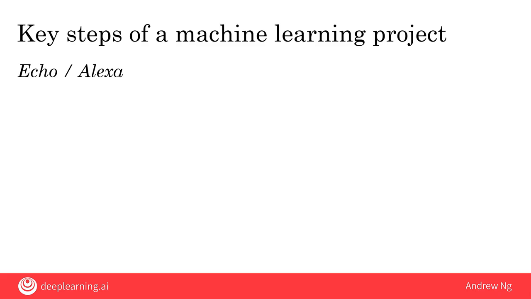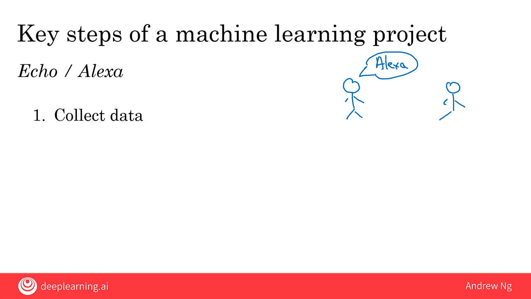Let's go through the key steps of a machine learning project. And just for simplicity, I'm going to use Amazon Echo detecting the Alexa keyword as this running example. If you want to build an AI system or build a machine learning system to figure out when a user has said the word Alexa, the first step is to collect data. So that means you would go around and get some people to say the word Alexa for you, and you record the audio of that. And you'd also get a bunch of people to say other words like hello, or say lots of other words and record the audio of that as well.